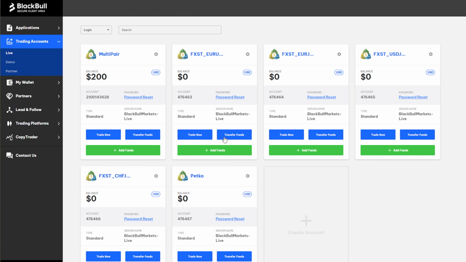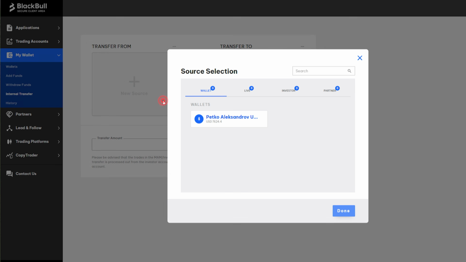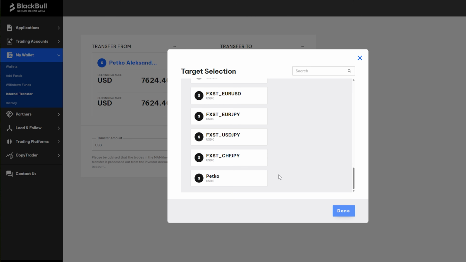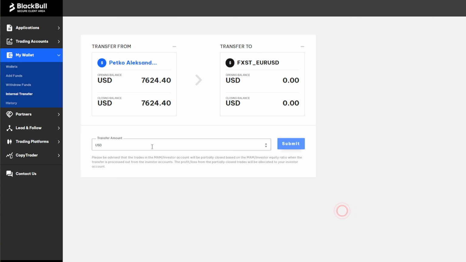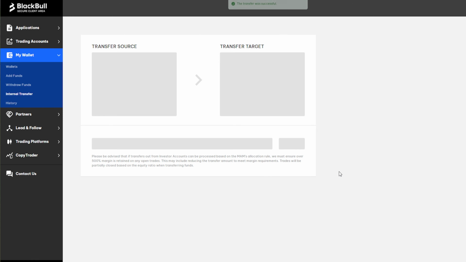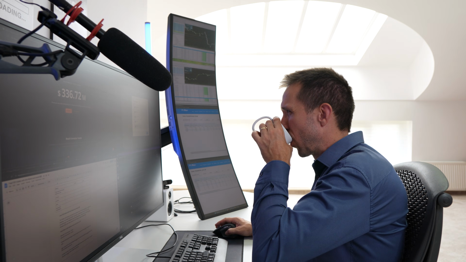So what I will do now is transfer funds to these accounts, and with Black Bull Markets it's super easy because I have a wallet where I deposited money, and now I need to select which account I want to fund. So it is that one, and I will just type the transfer amount, which is $1,000. I'll click on proceed, and here it is. The transfer was successful. And I will do the very same thing for the other 3 accounts.